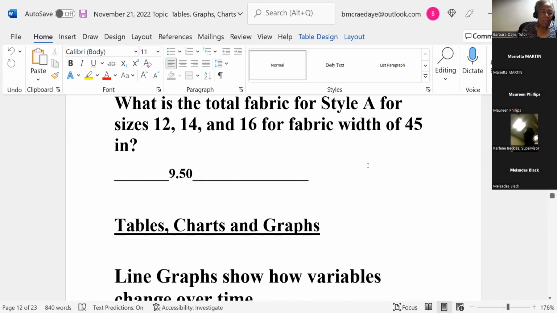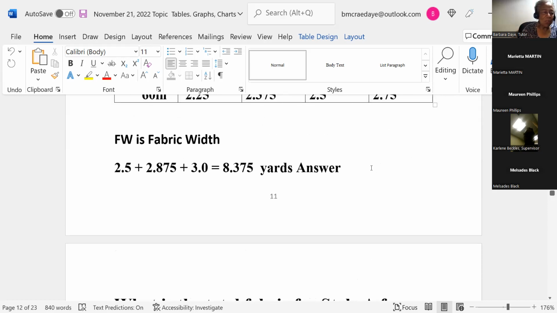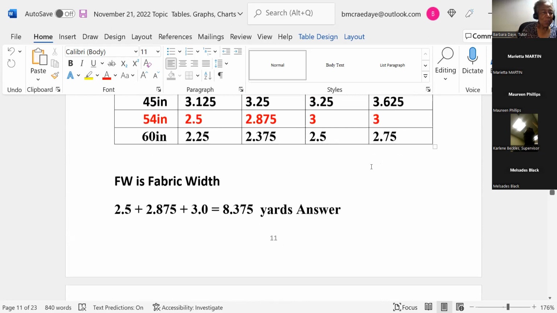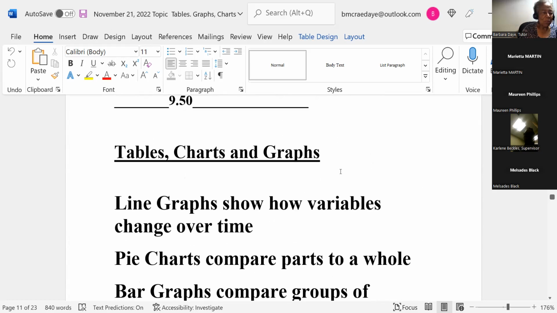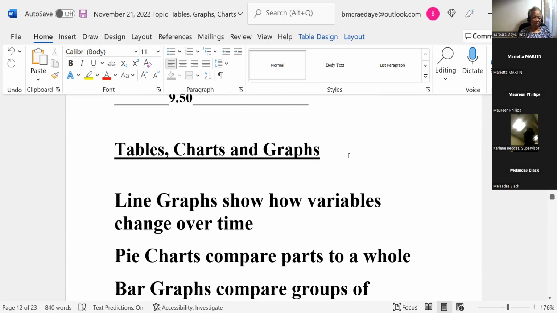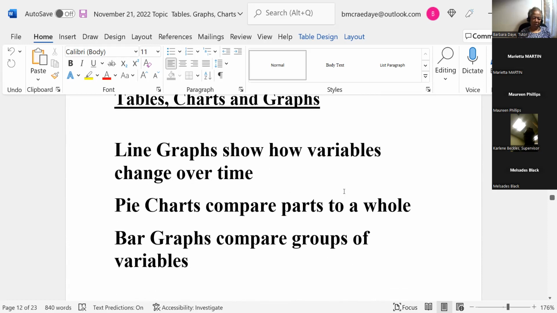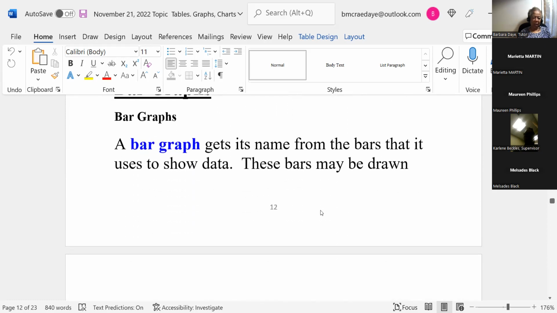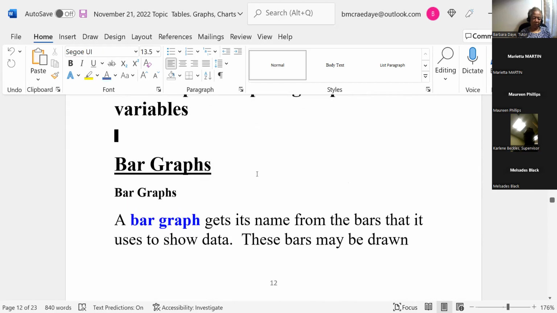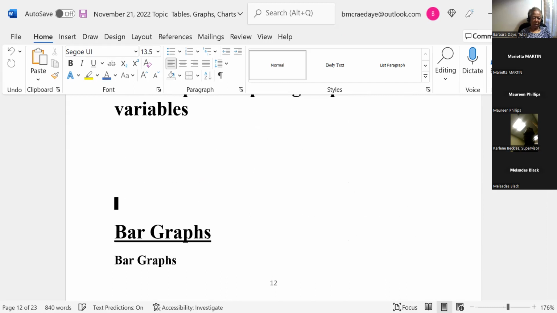Okay. Very good. Now, any questions on the assignment? No. Okay. We'll continue our tables, charts and graphs. And as I said before, line graphs show how variables change over time. Pie charts compare parts to a whole, in percents or in degrees. Bar graphs compare groups of variables. Now we want to look at bar graphs. And next time, please write it a little bigger and print it dark for me to do my work.